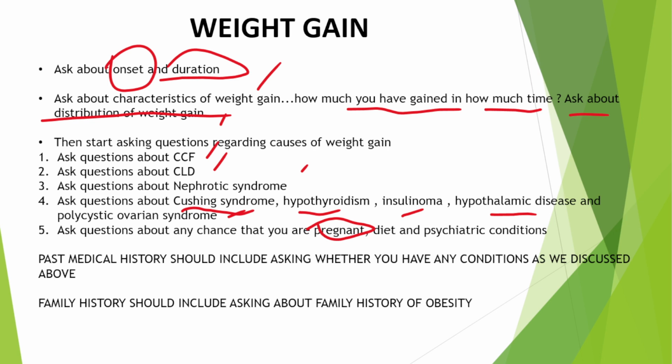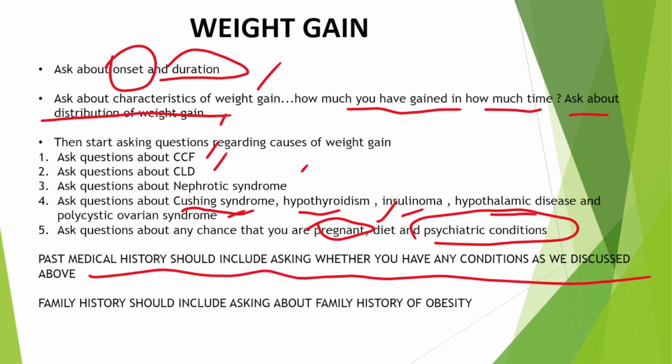We'll ask about the diet, what the patient is eating, what kind of diet, because fast food like burger, cheese, and pizza leads to weight gain. We'll ask about any psychiatric condition and use of psychiatric medication because they cause weight gain. Past medical history includes asking questions regarding the diseases which can cause weight gain, which we have discussed above. Then family history should include asking whether other family members have the same weight gain, because familial obesity is also one of the differentials.